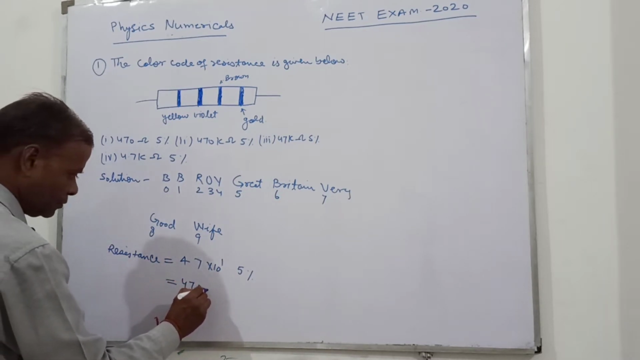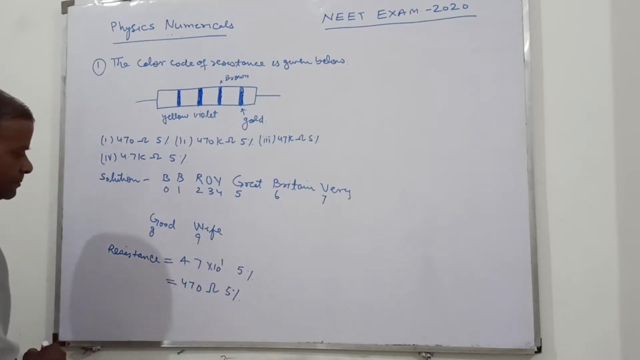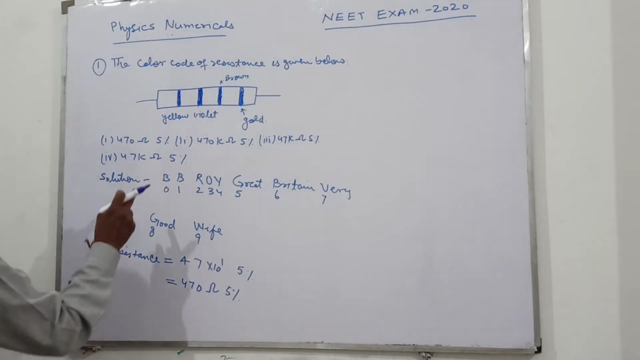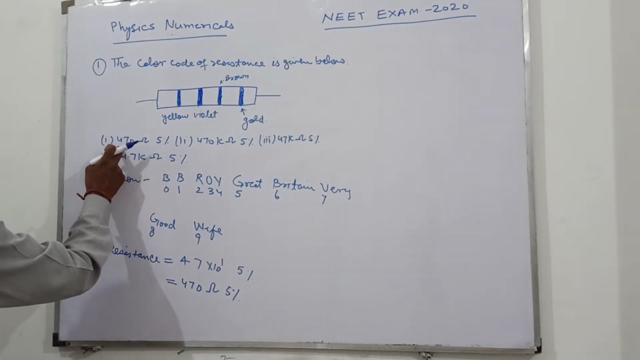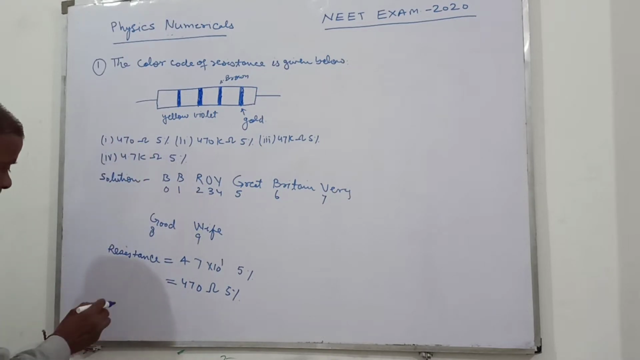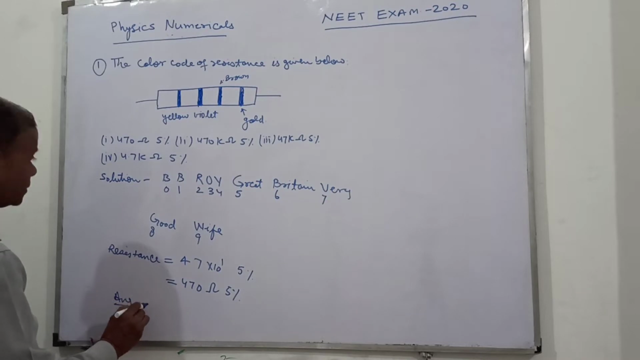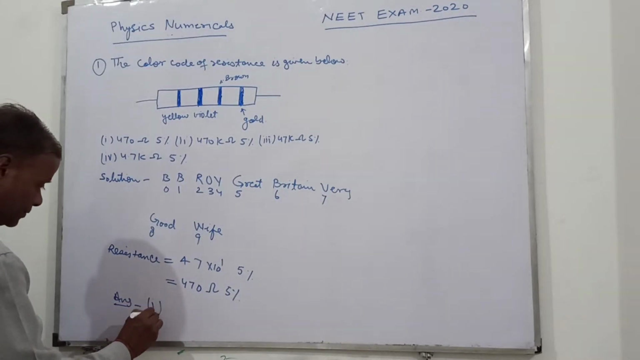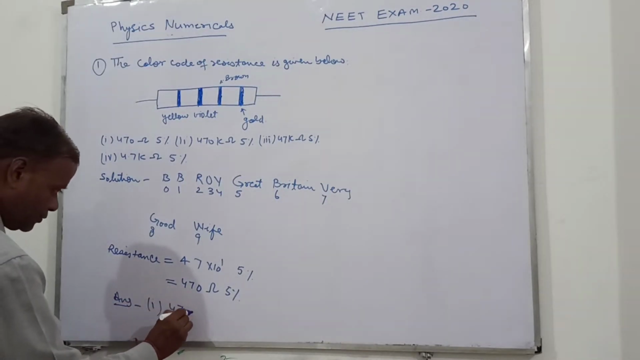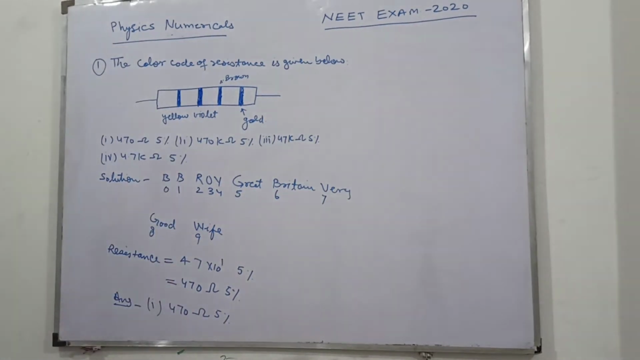So this is 470 ohm, 5%. The right option is the first one, 470 ohm, 5%. So the answer is your first option, 470 ohm, 5%. This is the solution of this question.